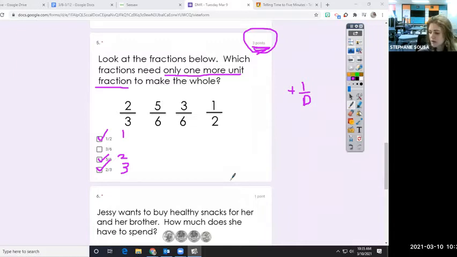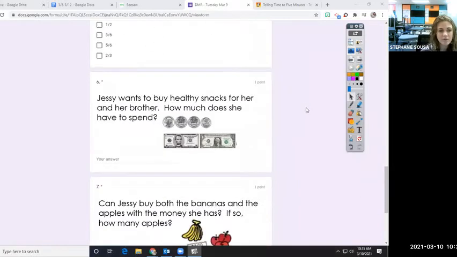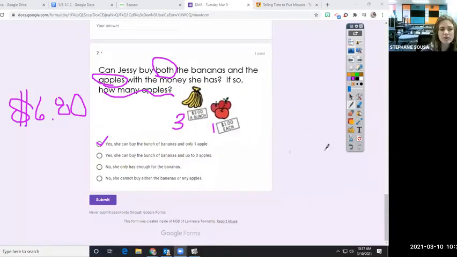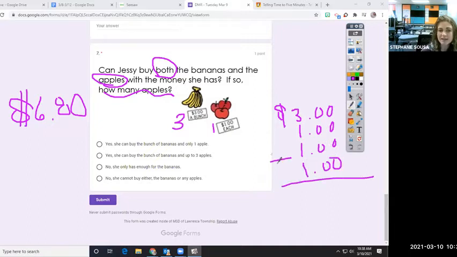All right. Let's take a look at our next one. We had money. Yeah, she can buy bananas and 1 apple, but that wasn't the question. The question was how many apples. So if she buys a bunch of bananas, that costs $3. She has $6. So she can buy another apple, and that gives her $4. Another apple is $5. Another apple is $6. So she can buy 3 apples.